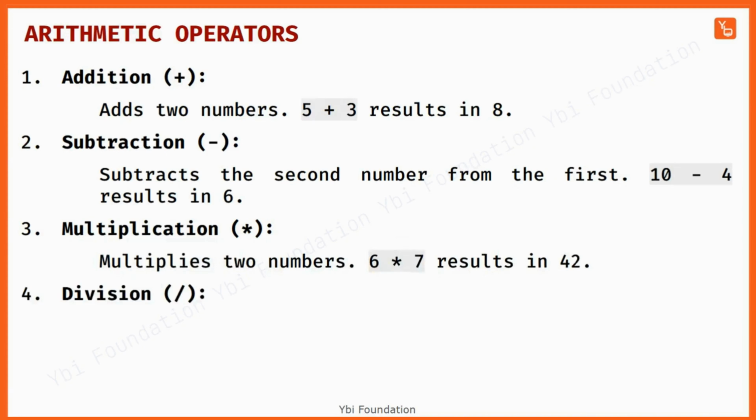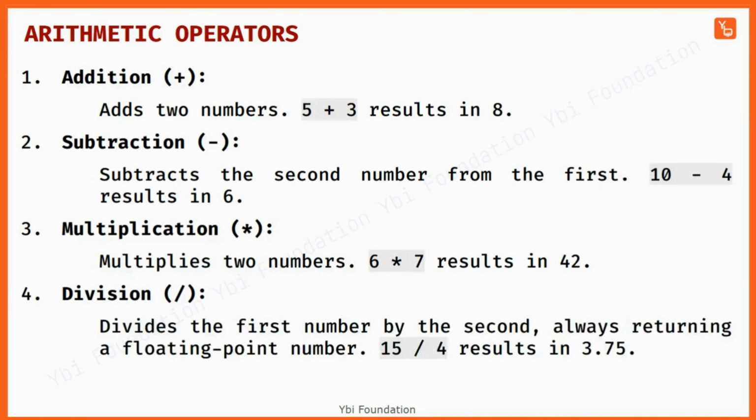The next is division, represented by a forward slash, and it divides the first number by the second, and division always results in a floating point number in Python. So even if the first number is completely divisible by the second number, even then we will get a float or a decimal. So in this case, 15 divided by 4 results in 3.75.